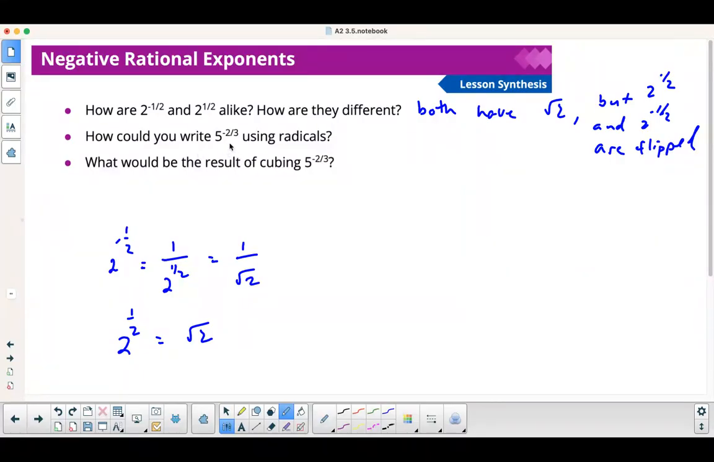How could you write 5 to the negative 2/3 with radicals? I'll come down here. I'm going to write it as 1 over 5 to the positive 2/3. That gets rid of the negative power. And then remember, top number is your power, bottom number is your root. So I'm going to write it 1 over 5 squared cubed root. If you wanted to make that 25, those would be equivalent either way.